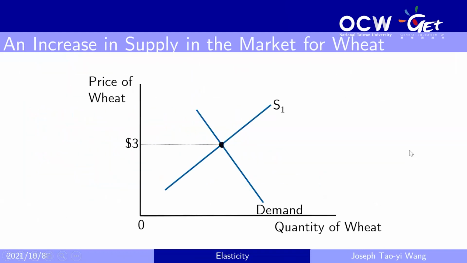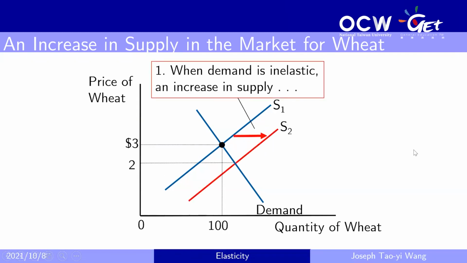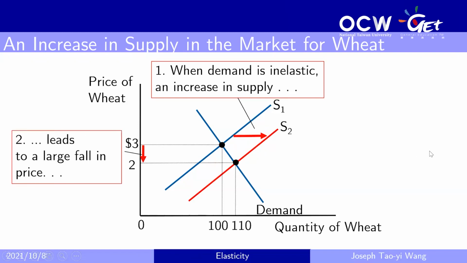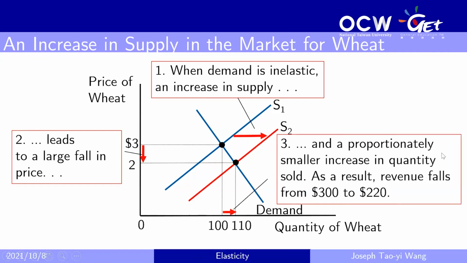Okay, so let's take a look at this. So here, this is the market of wheat. Say the price of wheat is $3 and quantity is 100. So an increase in supply, so your supply is going to shift to the right. But if the demand is inelastic, you'll have a huge drop in prices, but a relatively modest increase in quantity. So in this case, price dropped from $3 to $2. That's a huge drop. But quantity demanded only went up by 10. So the original revenue is $3 times 100, which is 300.